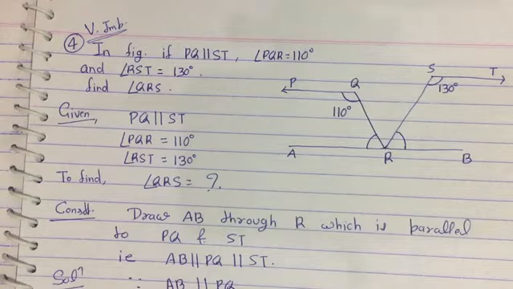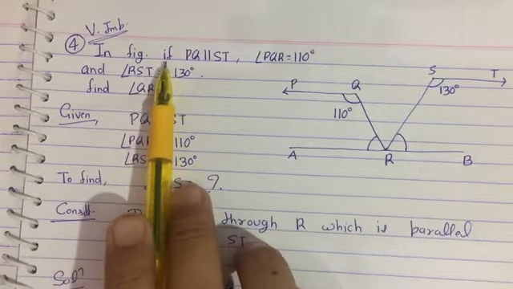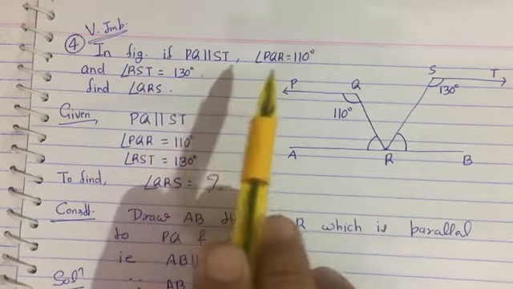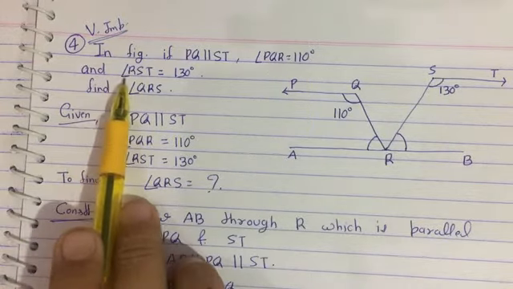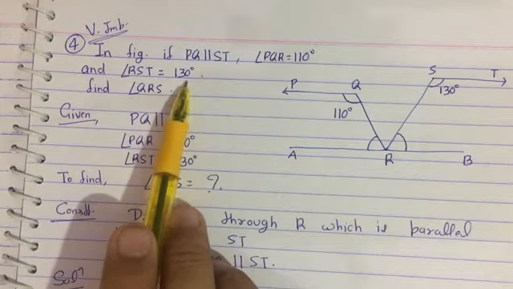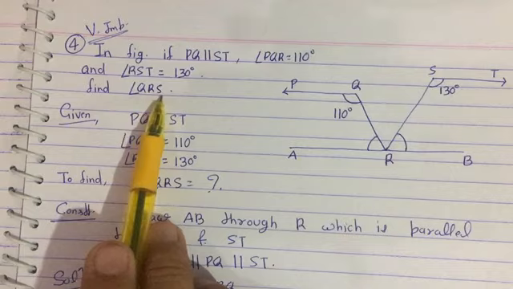Same process you have to do. Read the question, see the figure, list out what is given, and also list out what you have to find. Then you have to look for whether there is any construction or not, and then you have to solve. This is the very fundamental process for any question. In the figure, if PQ is parallel to ST, angle PQR is equal to 110 degrees and angle RST is equal to 130 degrees, find angle QRS. Clear?